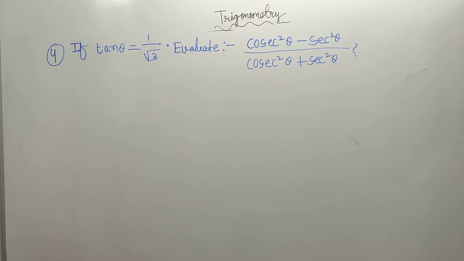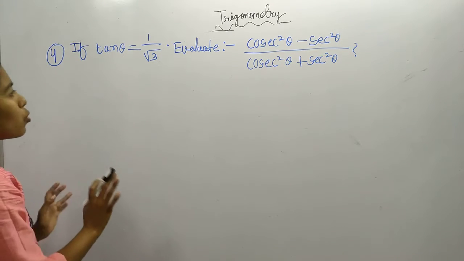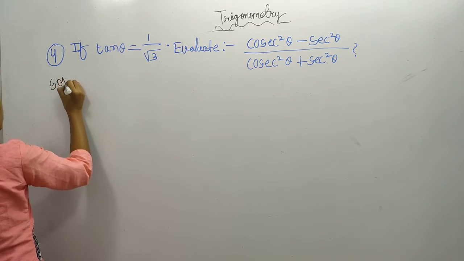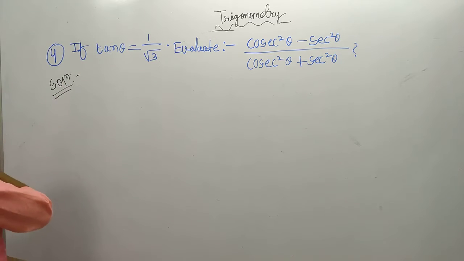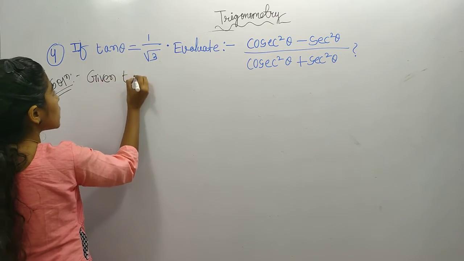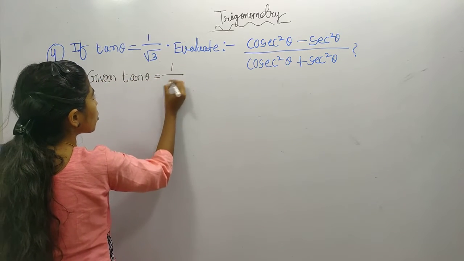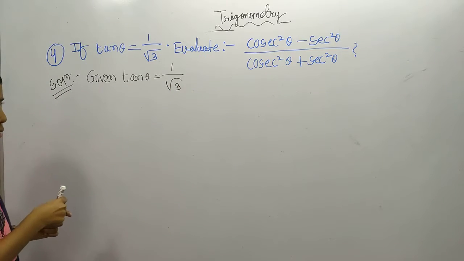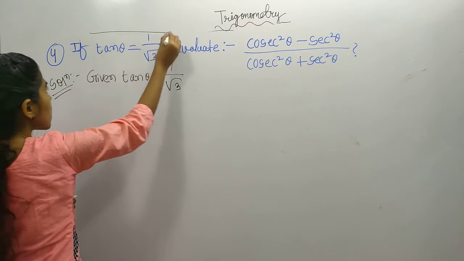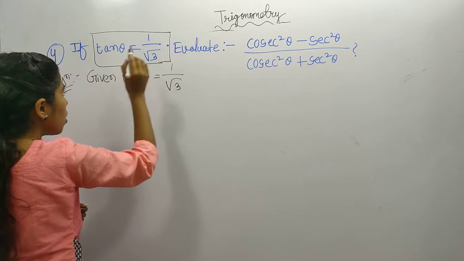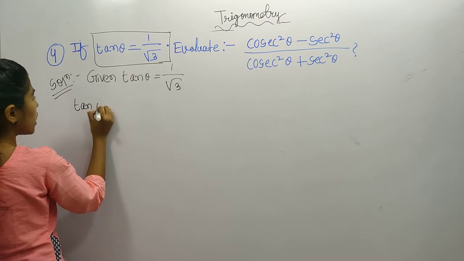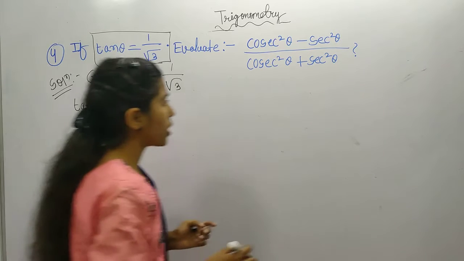So this is our next question. If tan theta equals 1 by root 3, we have to evaluate. So let's see what the solution will be. First what do we have to write? What is given here? Given tan theta equals 1 by root 3. I have already told you, in the previous question also, that you have to see first what is given. If any angle is given, first you have to solve that. So what will we solve? Tan theta equals, so let's draw a triangle here.